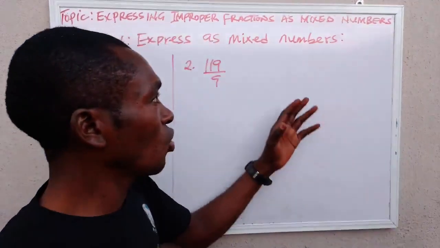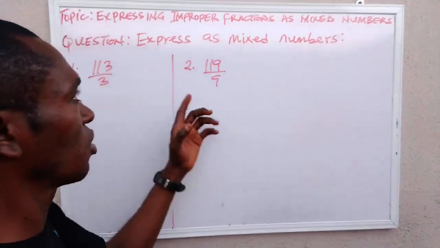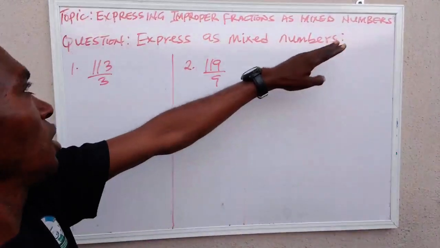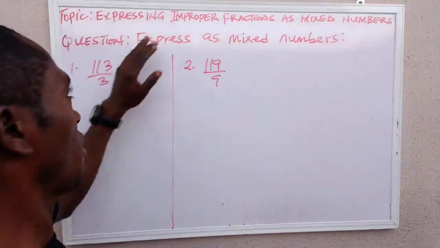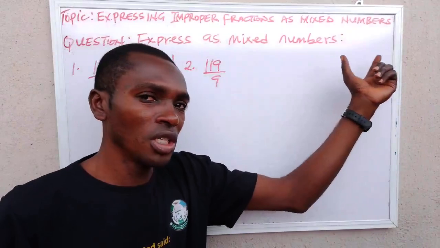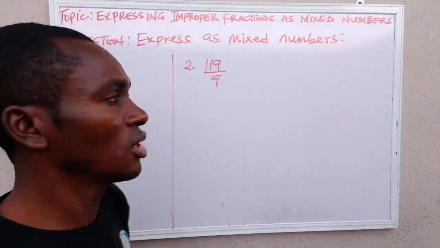Now, we have this here. We're going to be seeing how to express improper fractions as mixed numbers. Improper fractions as mixed numbers. Now, you can either call it mixed numbers or you call it a mixed fraction or mixed fractions. It's still the same thing.